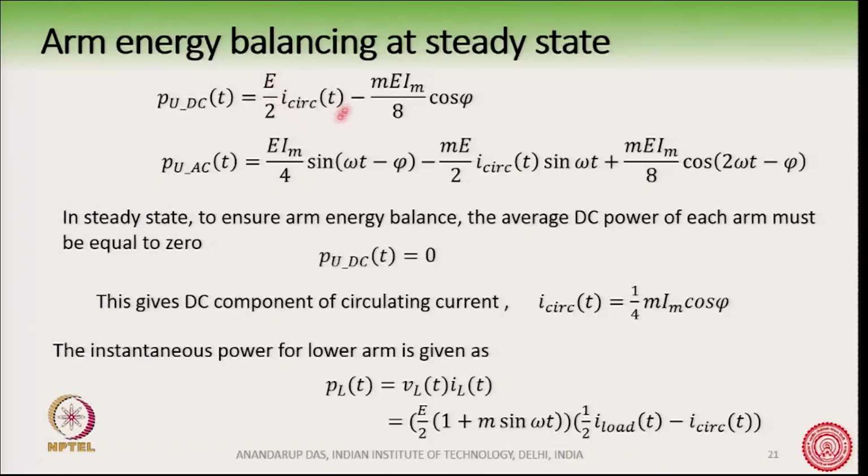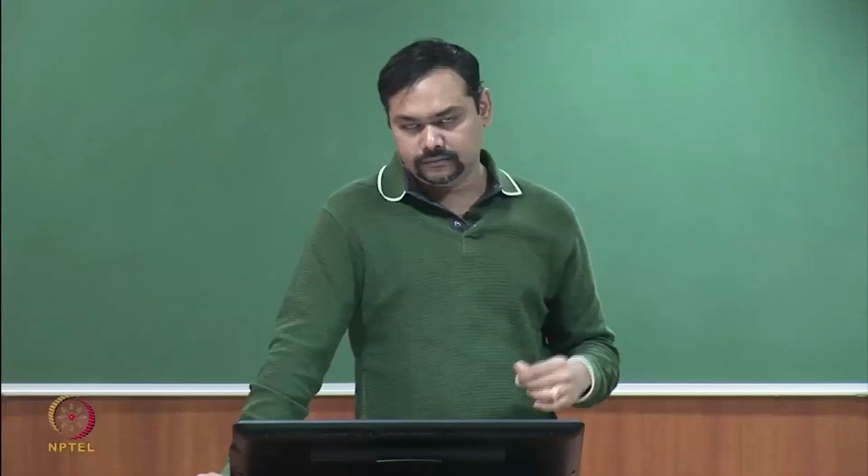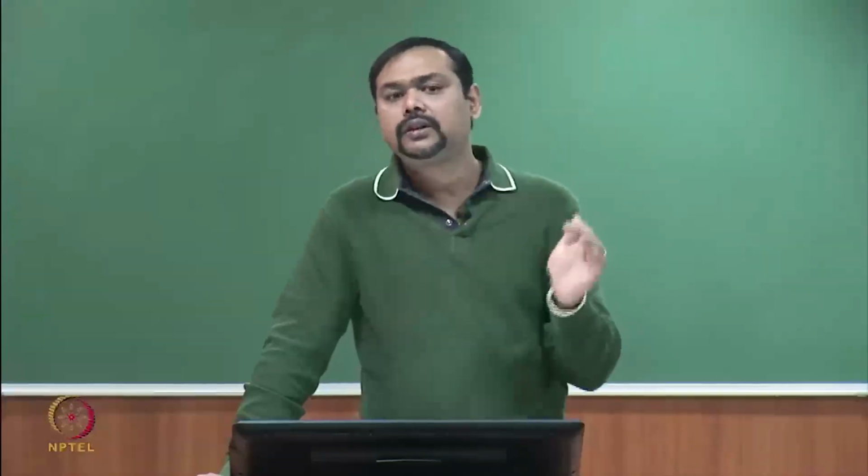If this is the DC component of I circulating, we have already said that the net DC should be 0 in steady state to ensure that the arm energy balance is maintained. So, the DC power of each arm must be equal to 0, only then the capacitors will maintain their voltage. If the DC power flowing through the capacitor is not 0, then the capacitor voltage will either fall or rise.